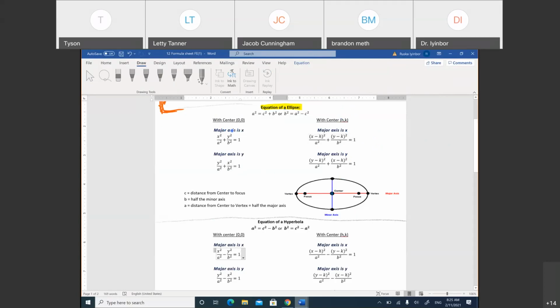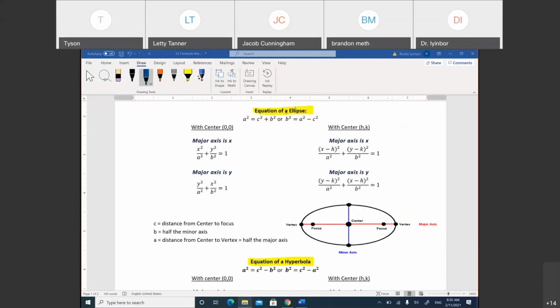You have 2 equations with center 0, 0 and 2 equations with center H and K, which means something else, not 0, 0. And then you have major axis X and major axis Y. So what is the difference between those two major axes X and Y? If the major axis is X, the ellipse is going to look like this. It's going to be open horizontal. If the major axis is Y, it's going to be open vertical. It's going to be upside down. It's going to be like an egg standing up.